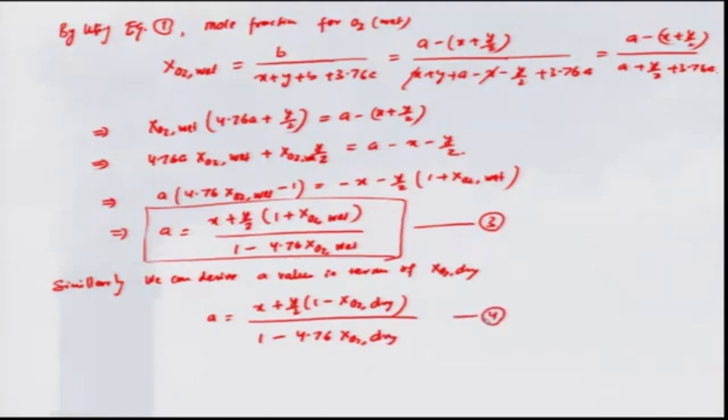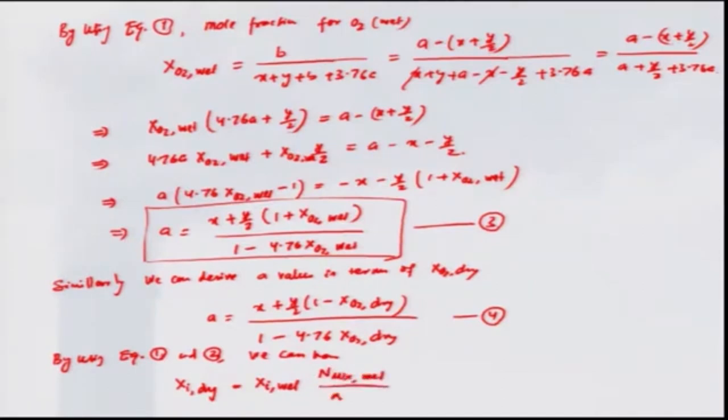Now, by using this equation 1 and 2, we can have basically x_i dry is equal to x_i wet times n mixture wet divided by n mixture dry. This is my equation 5.